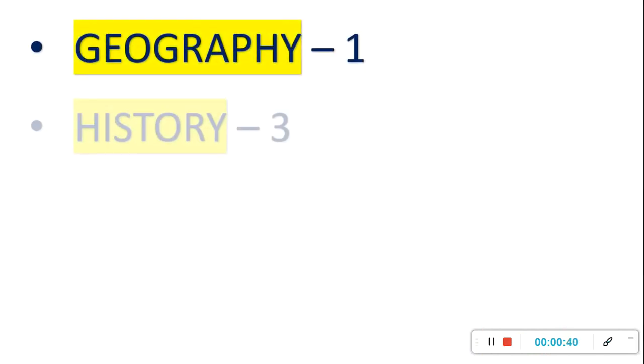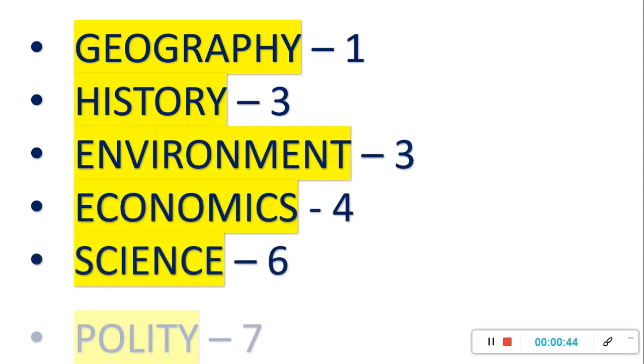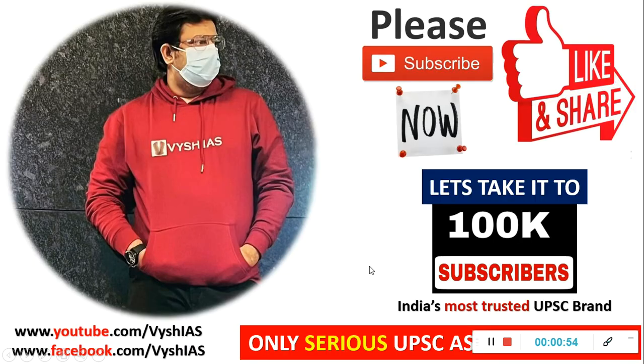In geography there is one question, history three questions, environment 3, economics 4, science 6 and polity 7. If you add up, this is around 24. Out of the 7 in polity, one is actually the cancelled question, so there are 6 questions where a mismatch or doubt was there, and we will start with geography.